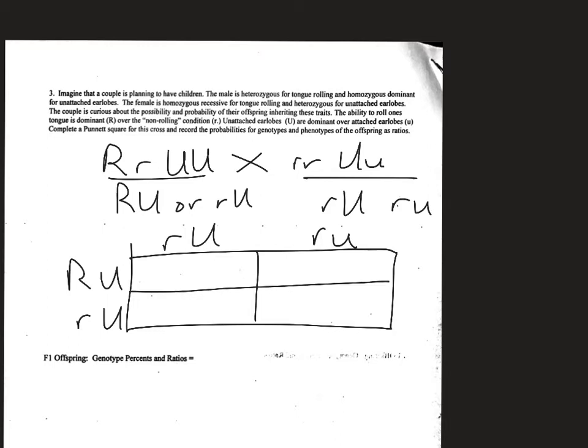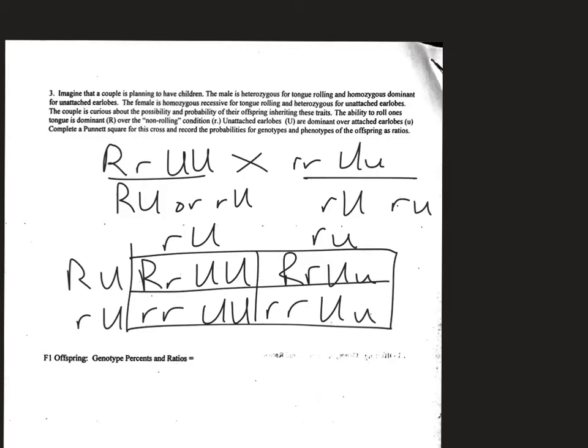So we got big R, little r, big U, little r, big U, big R, little r, big U, little r, big U, little u. And so now we have a little bit of deeper discussion, a little richer discussion, because there's more options. So what will this one be? What will this one be? A tongue roller and what? Attached earlobes. What about this one? A non-tongue roller with attached earlobes. What about this one?